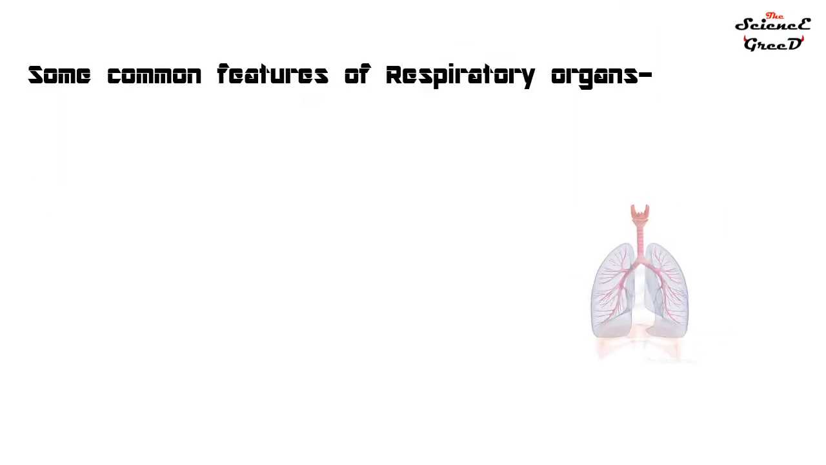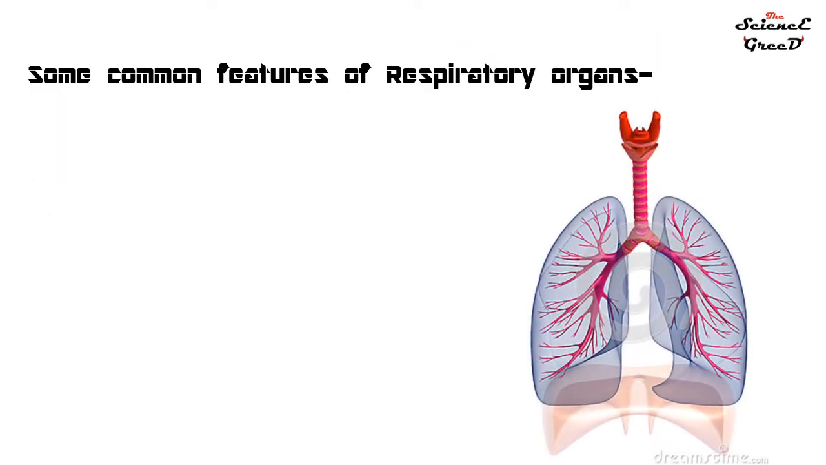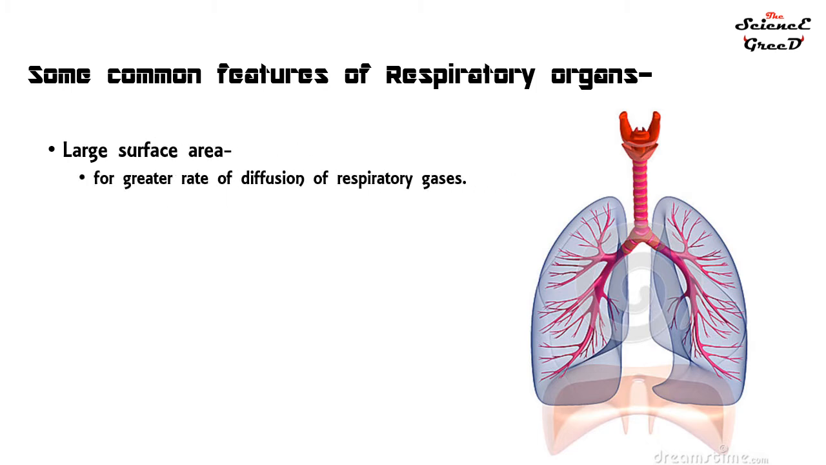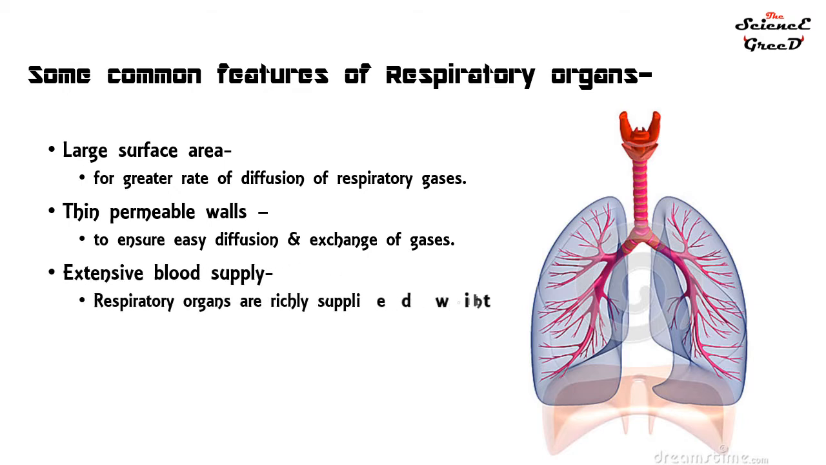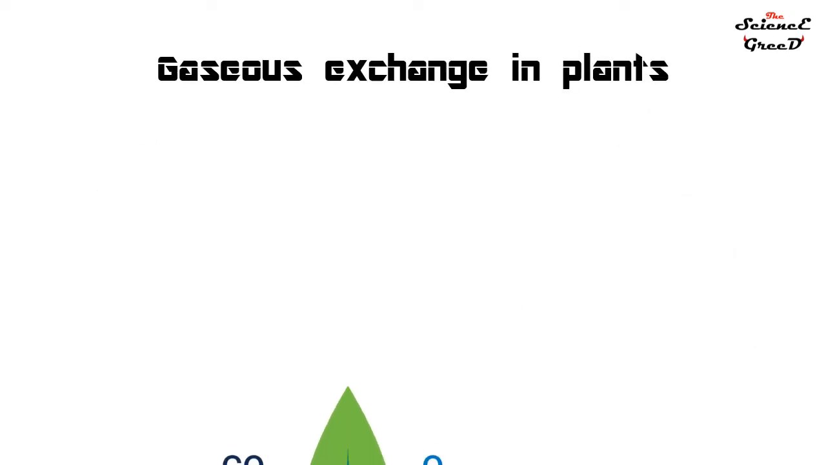Some common features of respiratory organs. They need a large surface area for a greater rate of diffusion of respiratory gases. They have thin permeable walls to ensure easy diffusion and exchange of gases. They need an extensive blood supply. Respiratory organs are richly supplied with blood vessels for quick transport of gases.